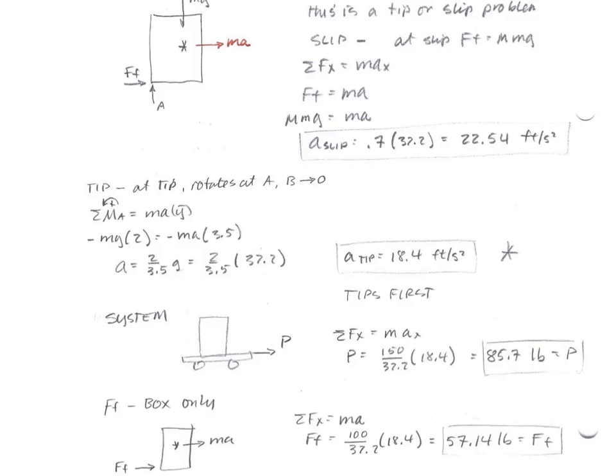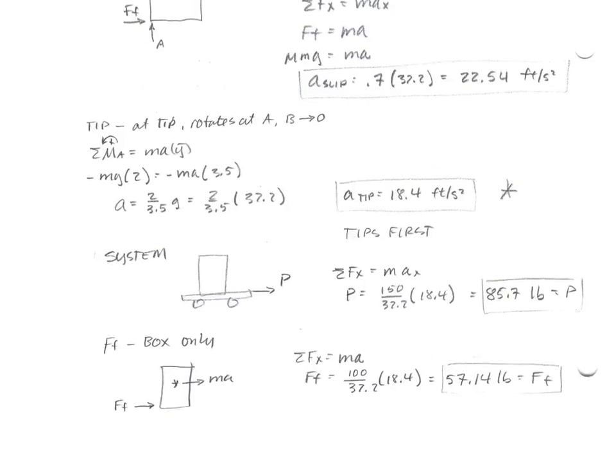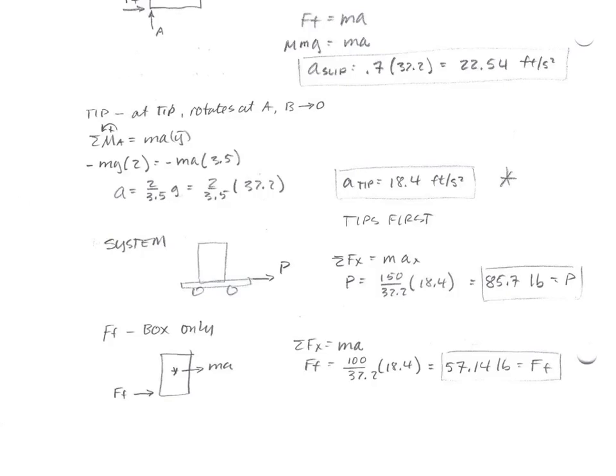Now, if you want to know the force of friction, however, you only look at the box. Isolate the box. The force of friction is what moves the box forward. And so the force of friction then is going to be the mass of the box only times that acceleration. So again, it's not a slip condition. It is not mu normal. It is this acceleration right here.